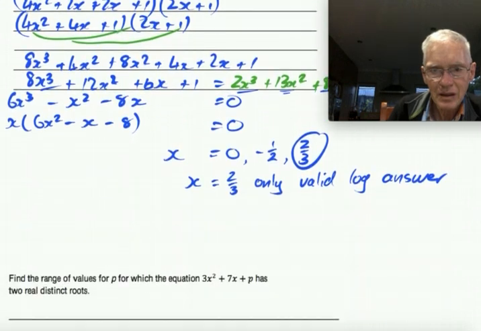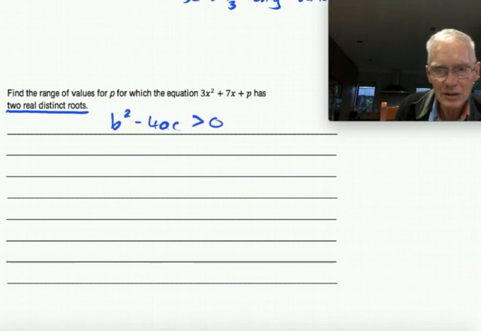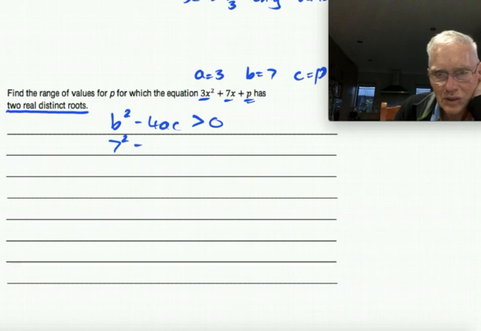So we go to the next one. We have to find the range of values for p for which 3x squared plus 7x plus p has two real distinct roots. So we need to know that b squared minus 4ac has to be greater than 0. Well, what is b and a and c? A is always the number by the x squared, so a equals 3, b equals 7, and p is what c equals. So when I do b squared, I get 7 squared minus 4 times a times c greater than 0. 49 minus 12p is greater than 0.